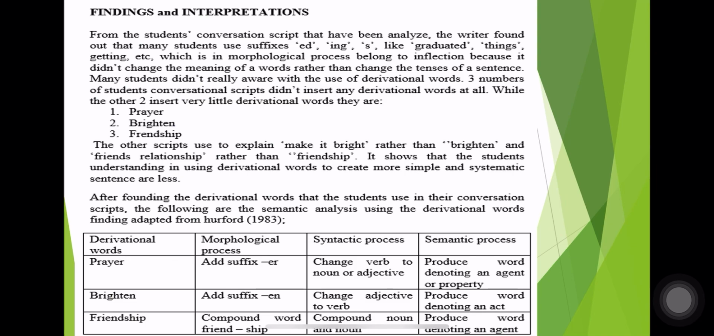And then for the syntactic process, for prayer, they change the verb to a noun or adjective, and brighten changes an adjective to a verb. The syntactic process of friendship is a compound of noun and noun. Now for the semantic process, prayer produces a word denoting an agent or property, brighten produces a word denoting an act, and friendship produces a word denoting an agent.